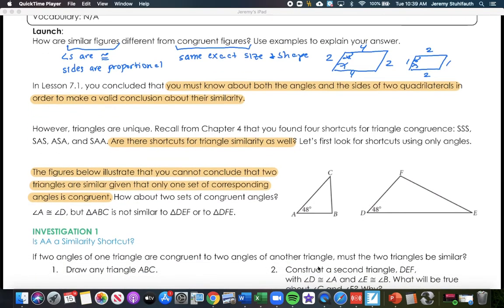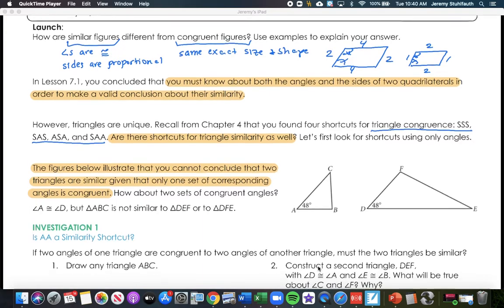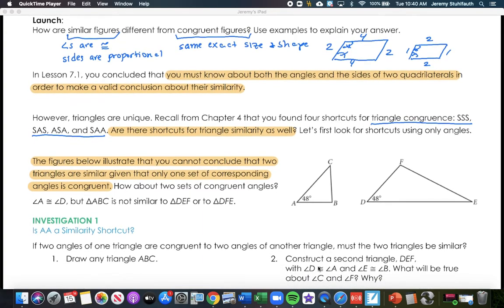Remember, we talked about shortcuts for finding triangle congruence: side-side-side, side-angle-side, angle-side-angle, and side-angle-angle. What we're going to look at in this lesson is, are there shortcuts for triangle similarity as well?